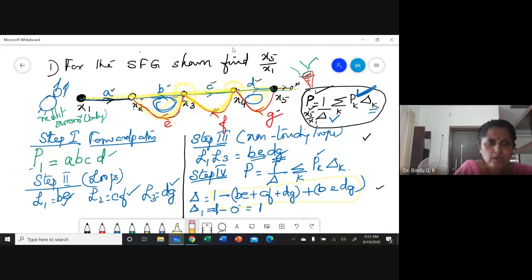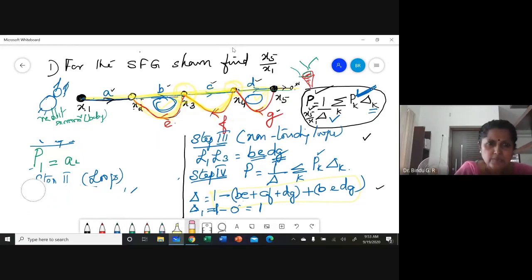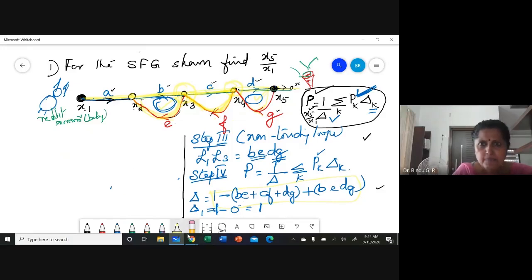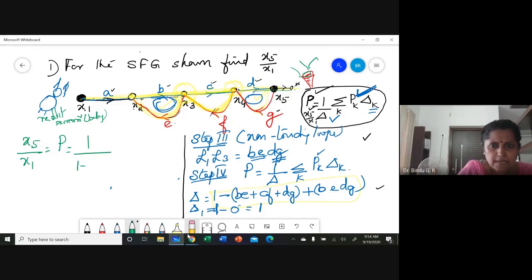I can combine all these things and write the final answer which is asked in the question: x5 by x1 is equal to P is equal to 1 by delta. What was delta? 1 minus BE plus CF plus DG plus BE DG. Then PK delta K. What was PK? Instead I can write A, B, C, D and PK into delta K. Delta K was 1. This is your final answer.